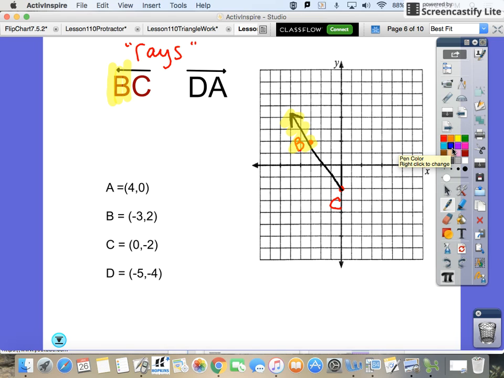So if we do the next one, DA, D is -5, -4, and A is 4, 0. This one, we have the arrow above the A. So when we do this, we want to start at D and just go through A, the arrow on the A side, because the arrow is above the A.